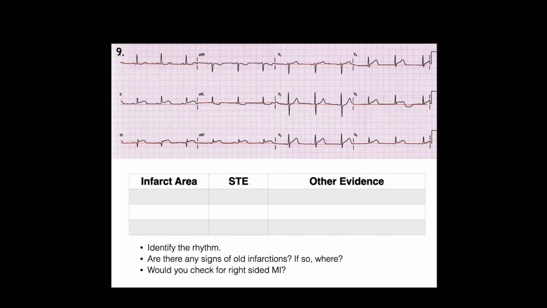Okay. So what are you ending up with? Give me the final answer here. I have the infarct areas inferior, anterior, and lateral. And then normal sinus rhythm, no signs of old infarctions, and I would check for the right side. Okay. And I think you said it, but just say it again. Additional evidence for the inferior: reciprocal changes in AVL. Good.